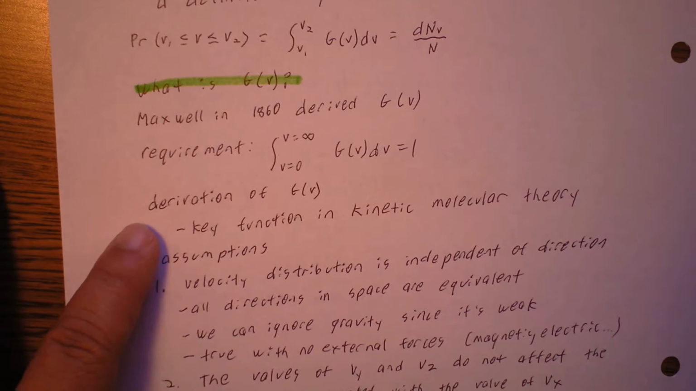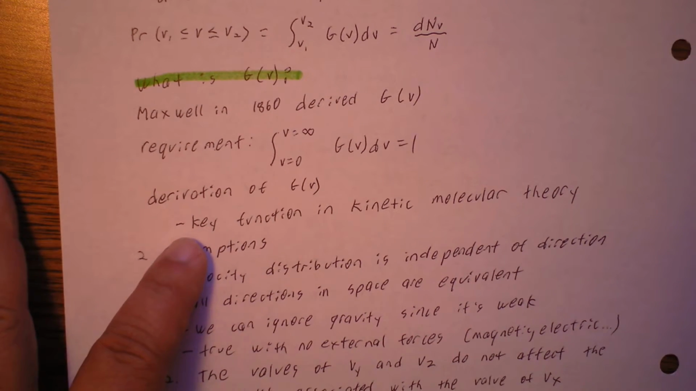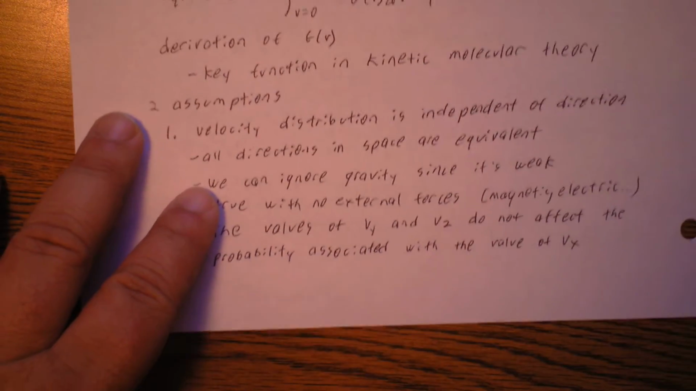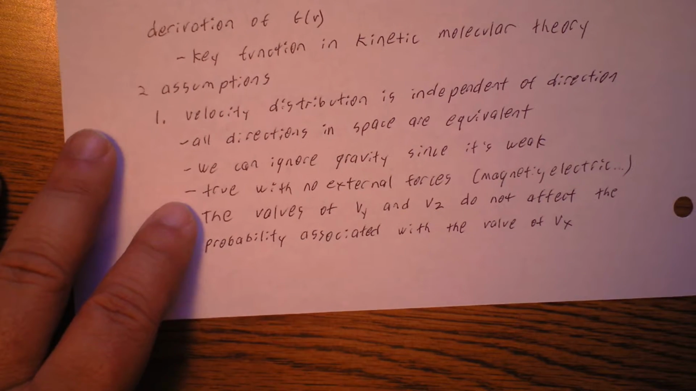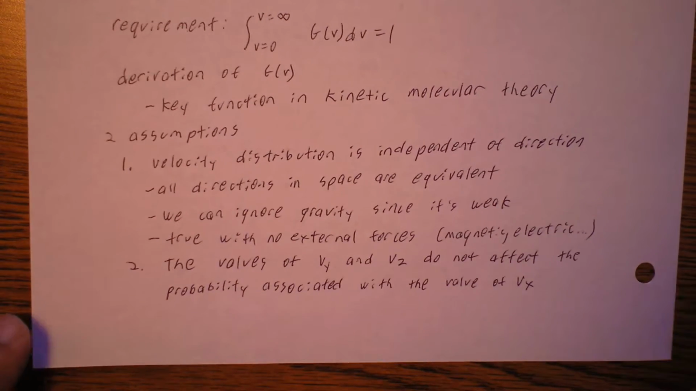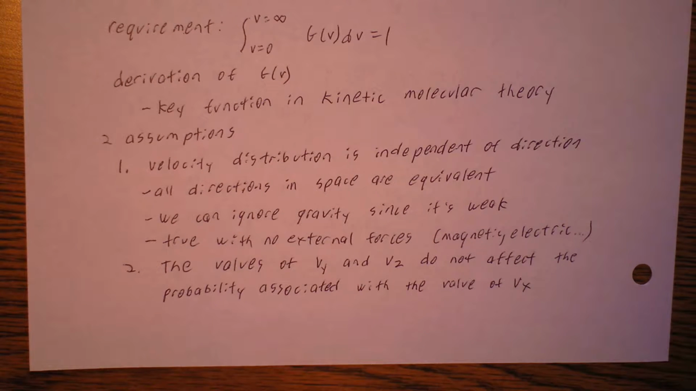So, derivation of g of v. This is a key function in kinetic molecular theory. To do this, he started out with a couple of assumptions. The first assumption is that the velocity distribution is independent of direction. It doesn't matter if you're going x, y, z, up, down, left, right, whatever. He's saying all directions in space are equivalent.